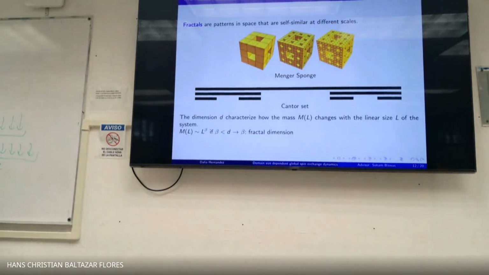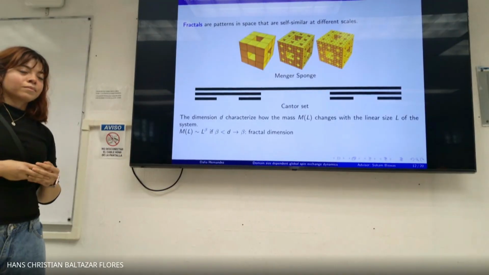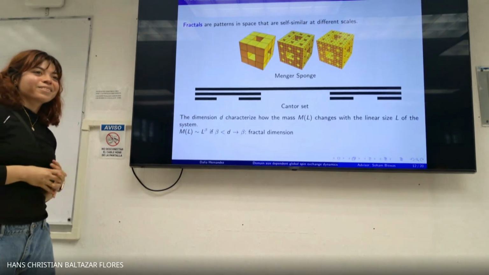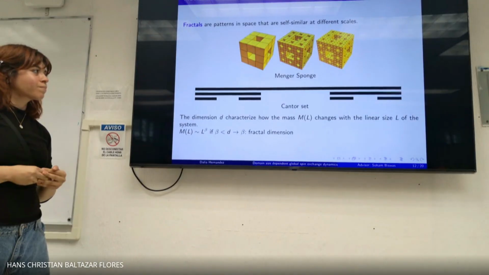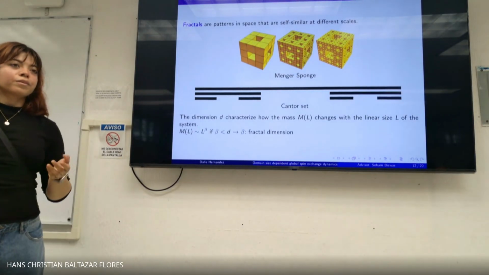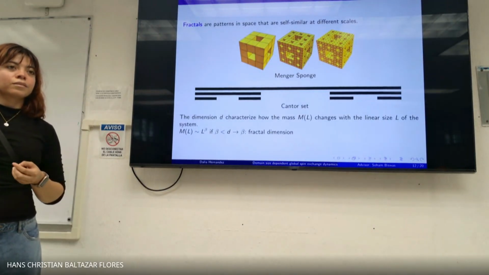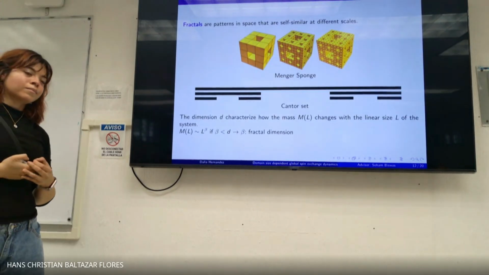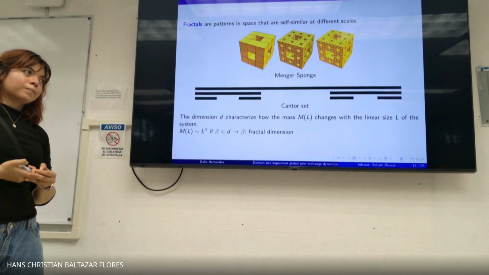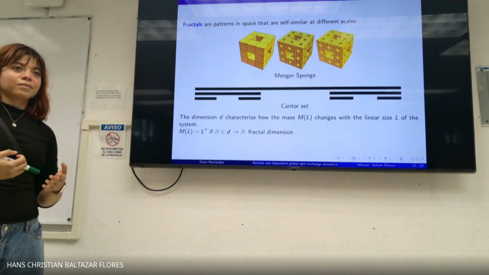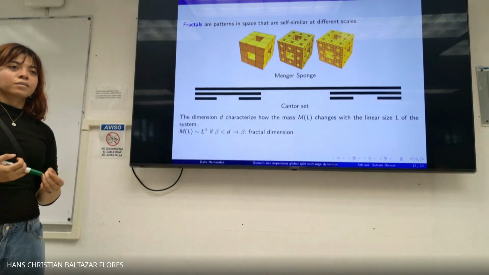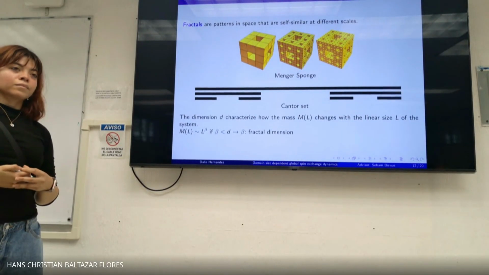What's the mass in the Cantor set? How do you count the mass in the Cantor set? Okay. How do you define the mass? It's a set of points. You cannot count the points, right? You cannot count them, but they are there. So okay, you have the interval, right? The full interval from 0 to 1. Then the mass is what?